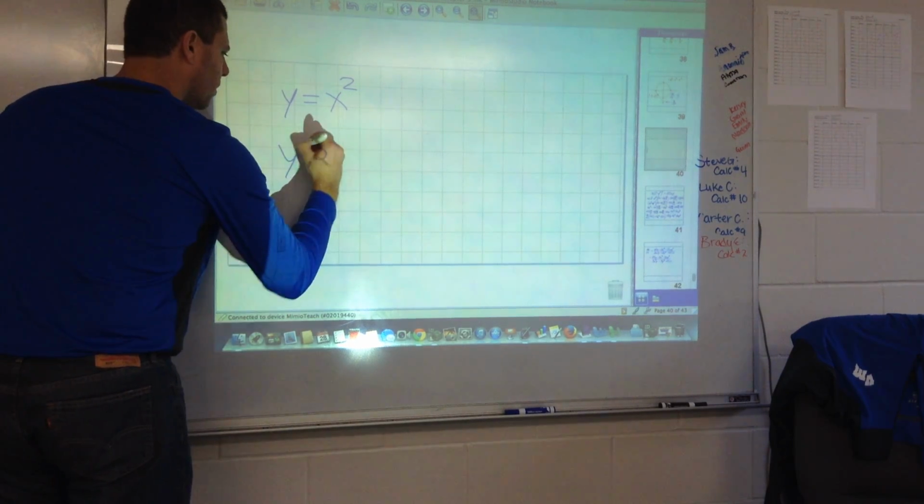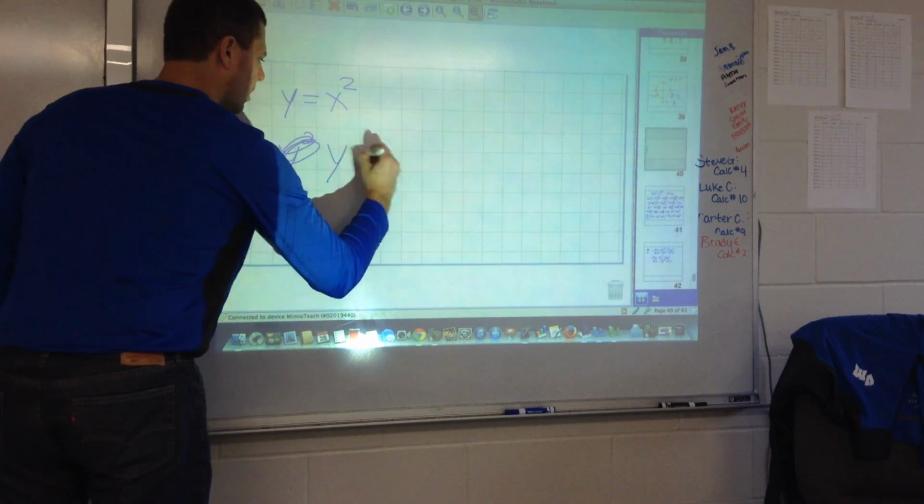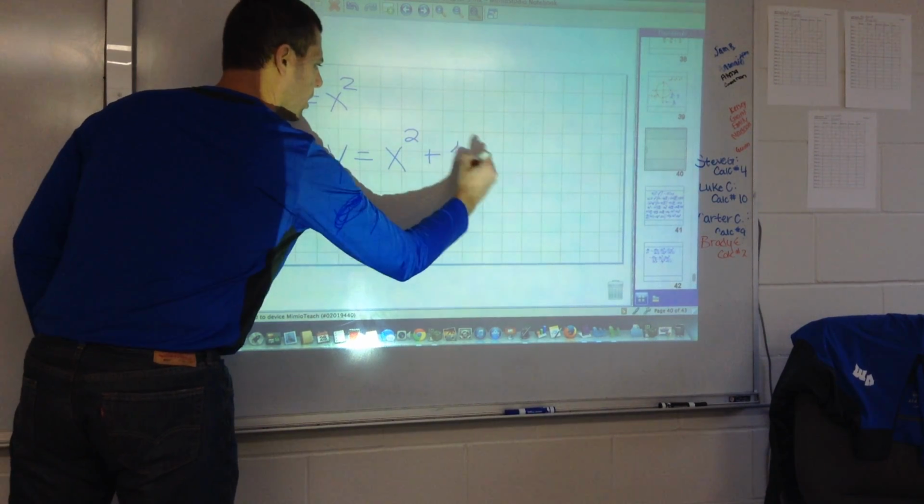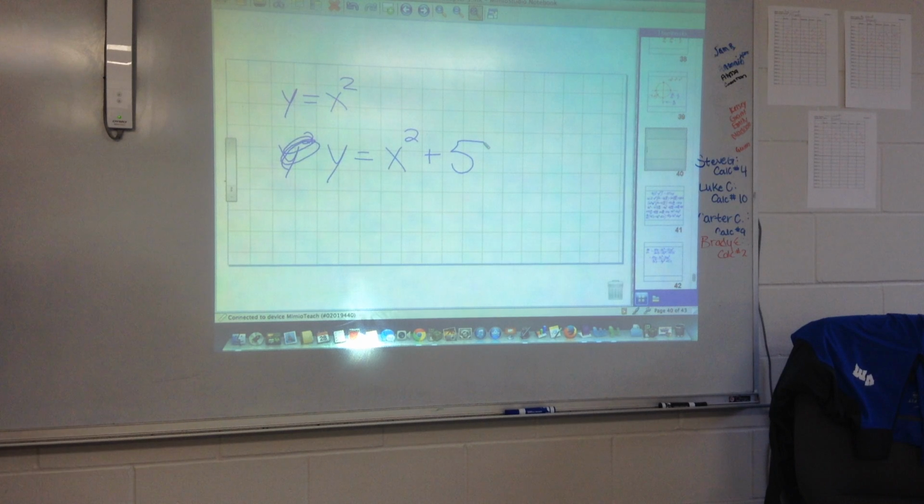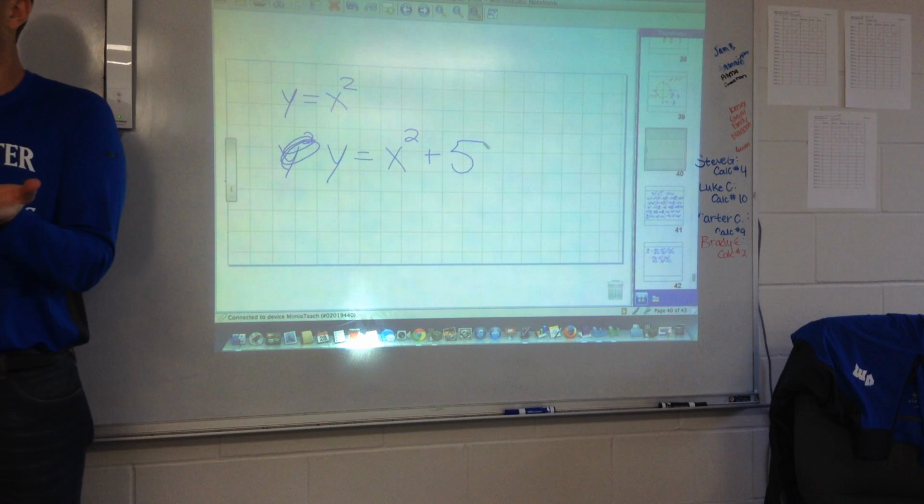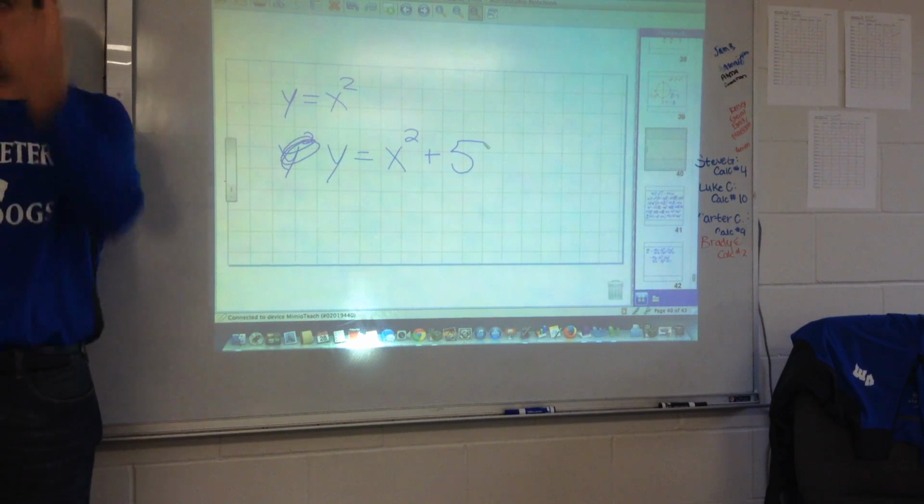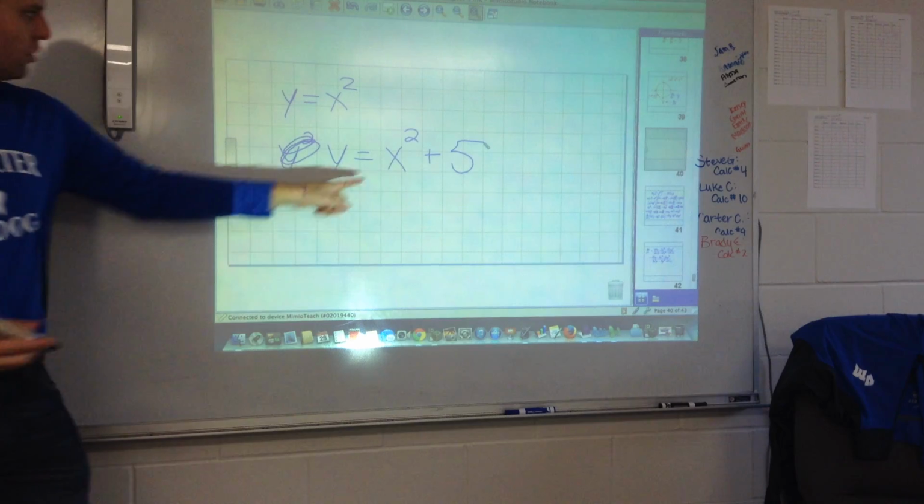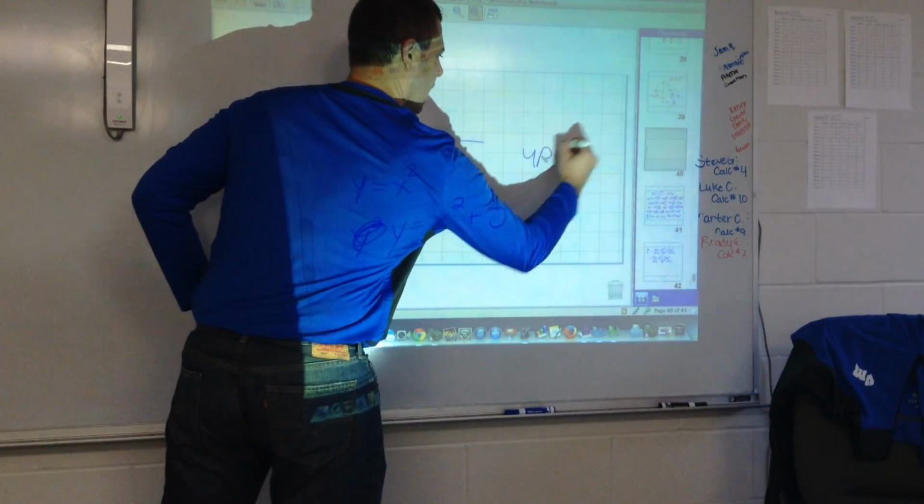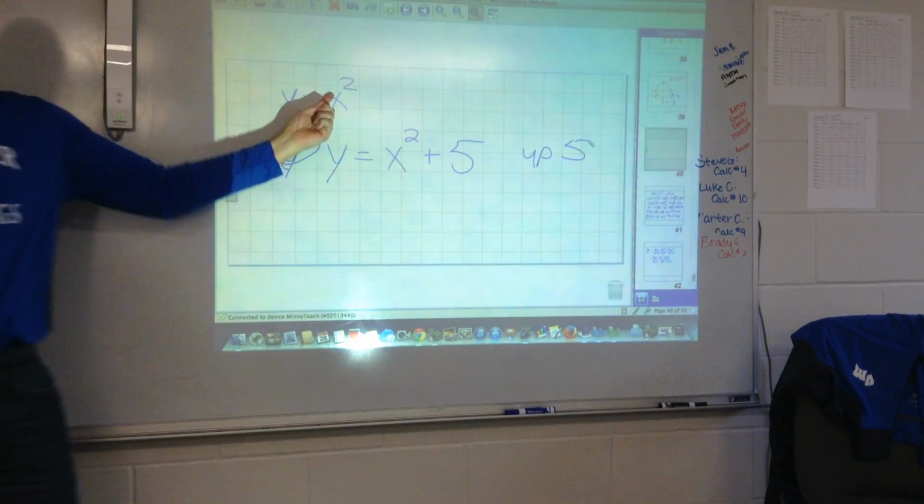What would that do to the graph? Shift it up. Up 5. Yep. That plus 5 happens after the x squared, so it just takes all the y values and adds 5 to them. If you're adding 5 to a y value, you're just moving every coordinate up 5 units, right? So this would move the graph up 5, but it would look exactly the same as this one, right?